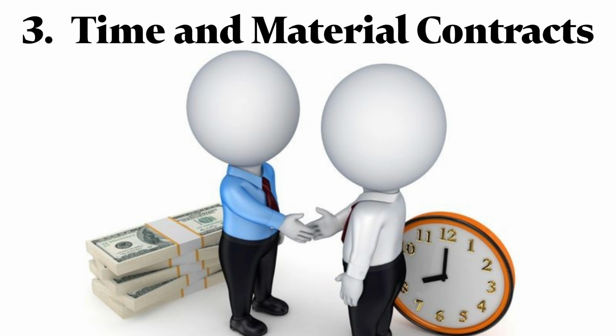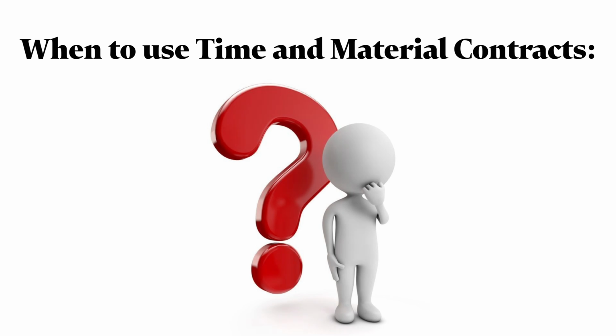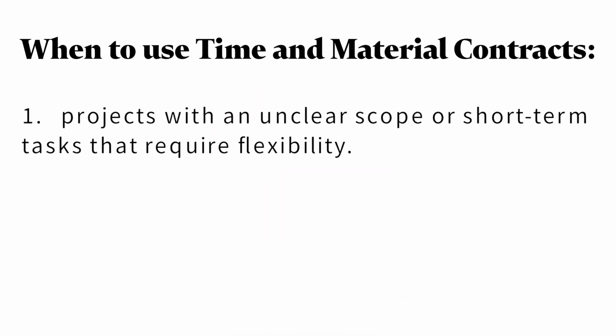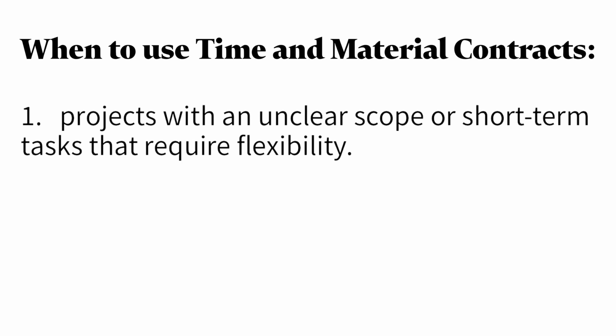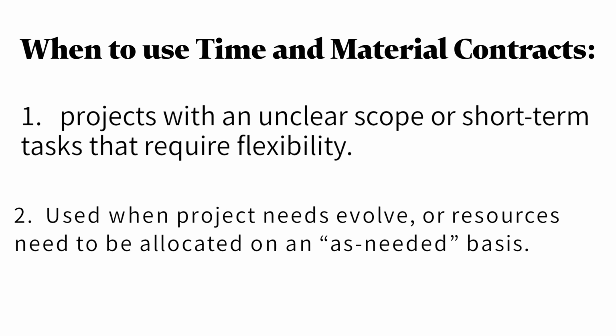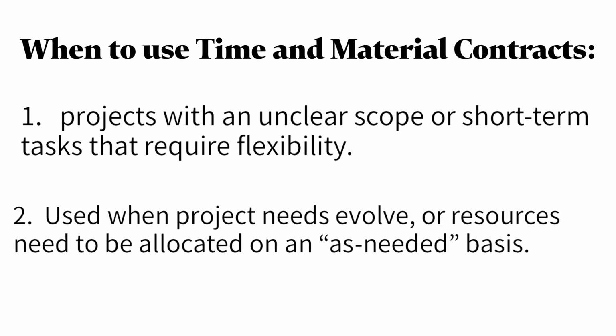Time and material contracts, often referred to as T&M contracts, are hybrids. They combine features of both fixed price and cost reimbursable contracts. Time and material contracts work best for projects with an unclear scope or short-term tasks that require flexibility. It's commonly used when project needs evolve or resources need to be allocated on an as-needed basis.